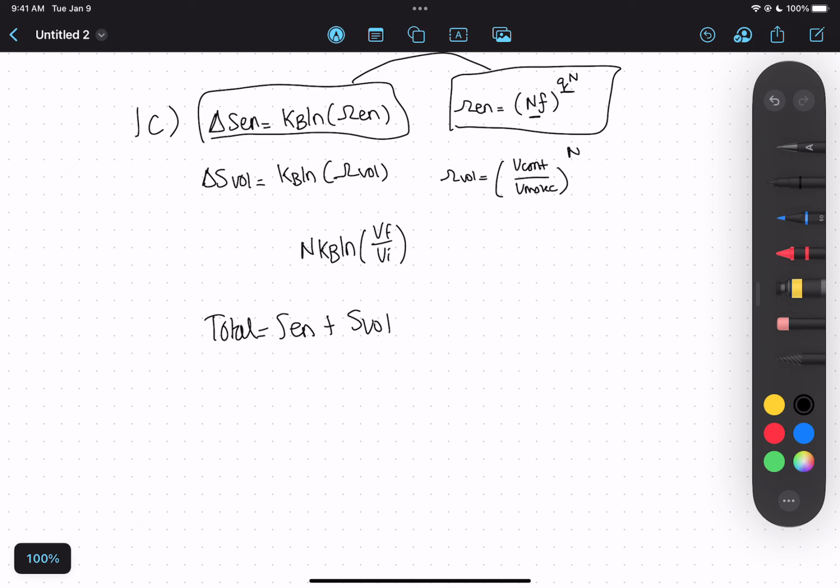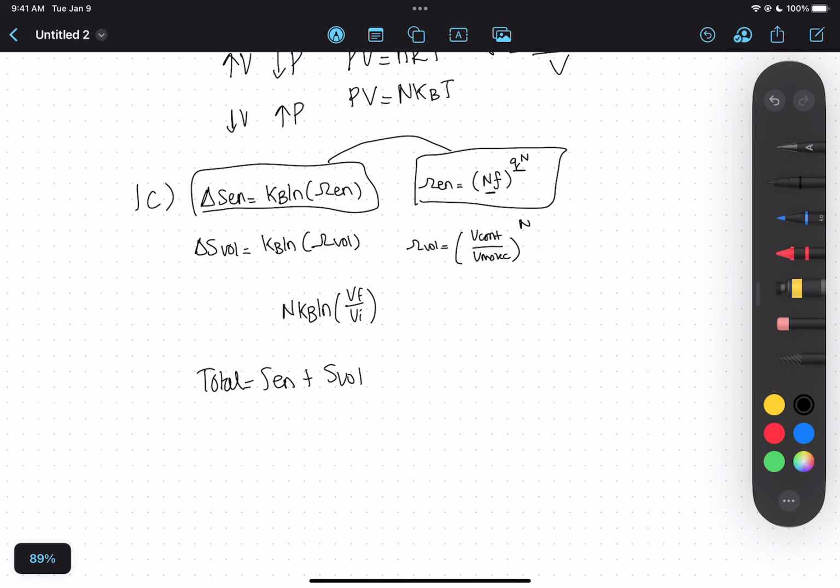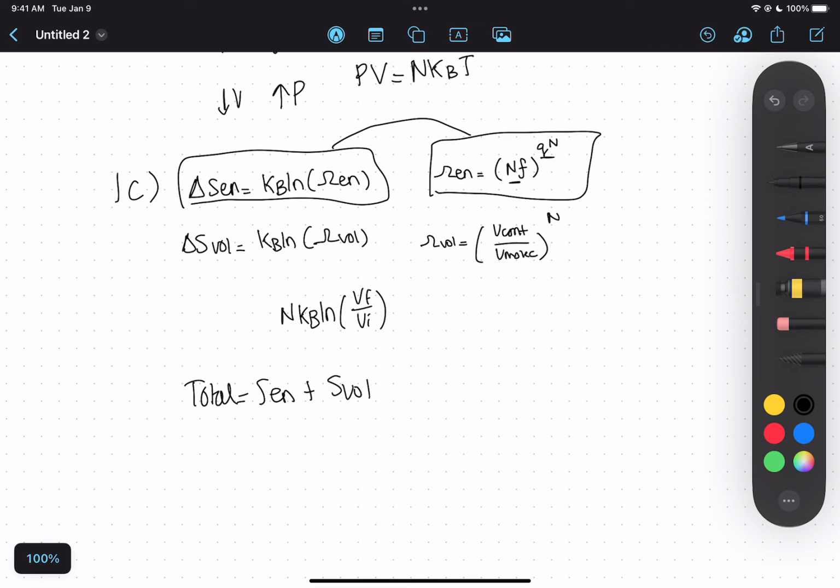But at that point, now we're trying to figure out the volumetric entropy, and we know that the total entropy is the sum of both. And so now it's just a matter of calculating your volumetric entropy and adding it to your energetic. Sound good? Okay. Makes sense for everybody else as well?